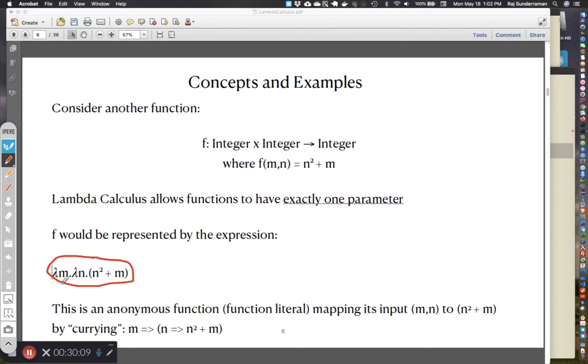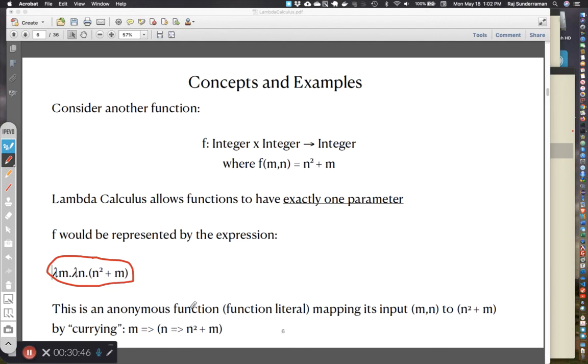So lambda m dot lambda n. We are saying that lambda m is the first parameter into this function, and then the output of this function is a function, which is lambda n dot n squared plus m. So you separate the two parameters into two lambdas, and then in the body of the inner function you say n squared plus m, and you can access m inside there. So that's how you would represent this particular function in lambda calculus. In the other notation we discussed earlier, it would be written as m arrow, n squared plus m, almost the same.